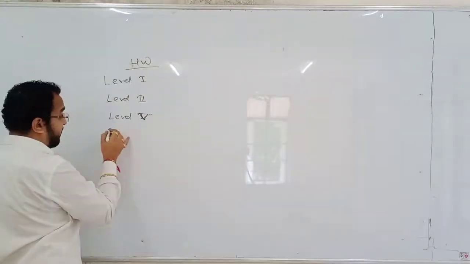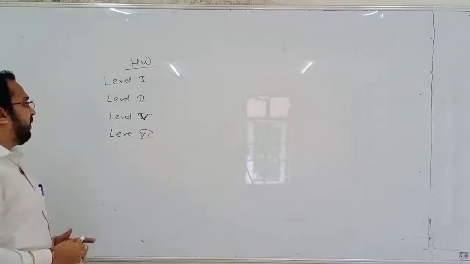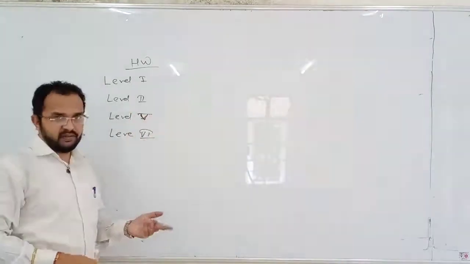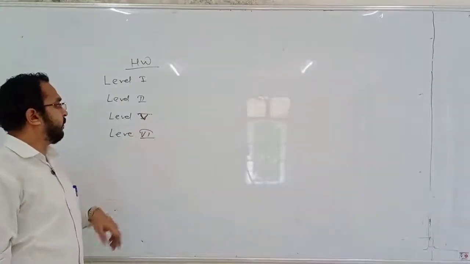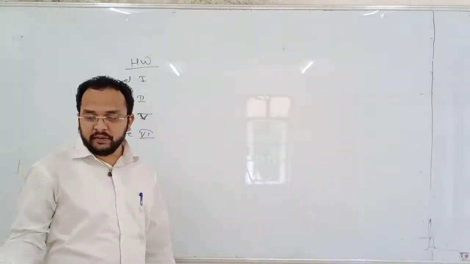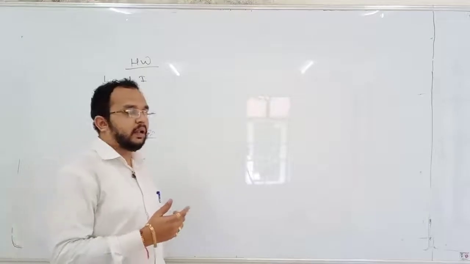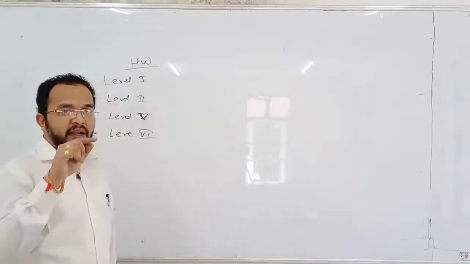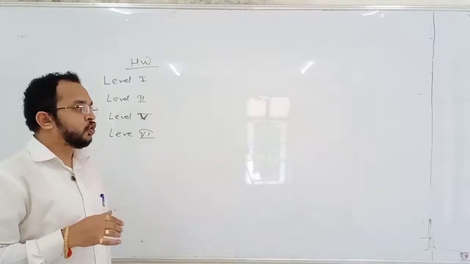And in some chapters there is level 6. So levels 3 and 4 are missing; directly 5 and 6. In semiconductor there are only 2 levels, and in the third level only 2 matrix, match the column, questions are given. So only 3 levels are there.